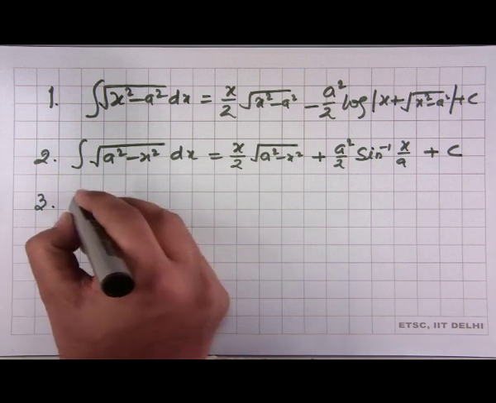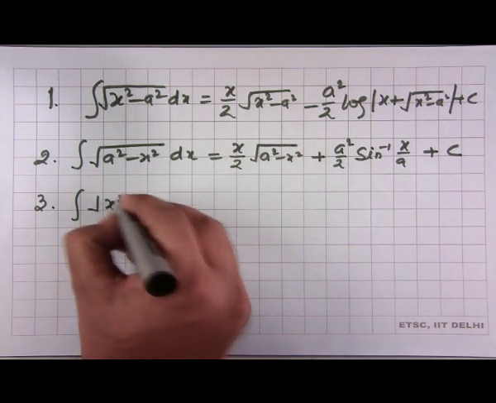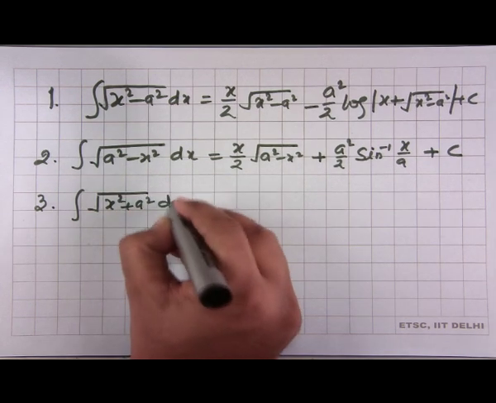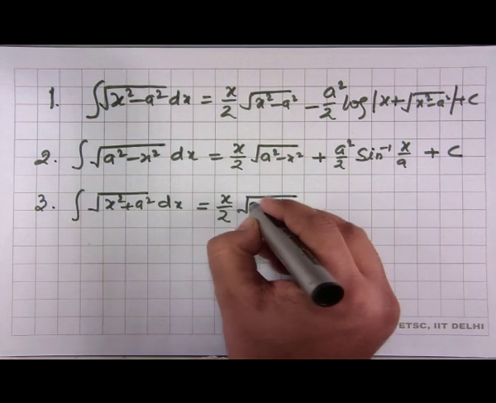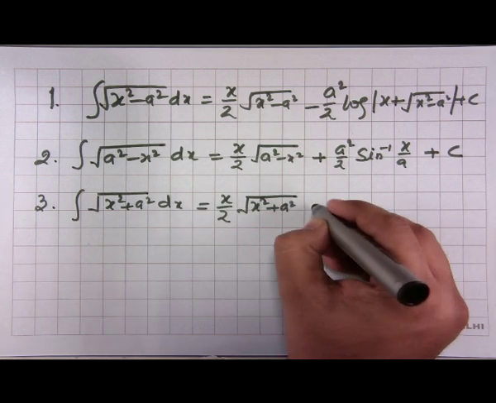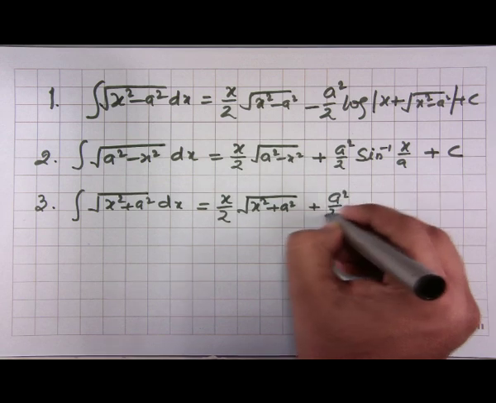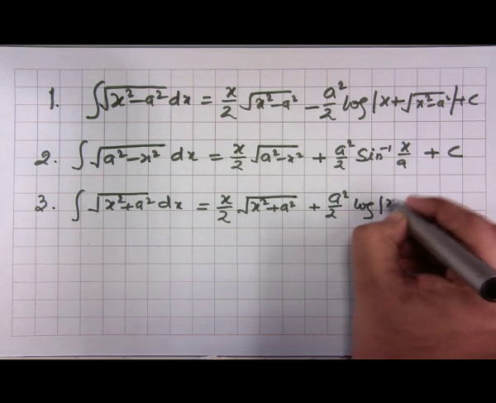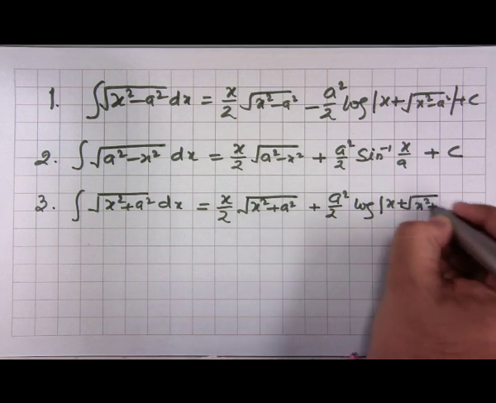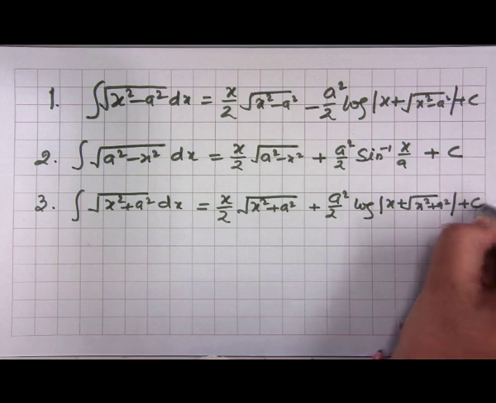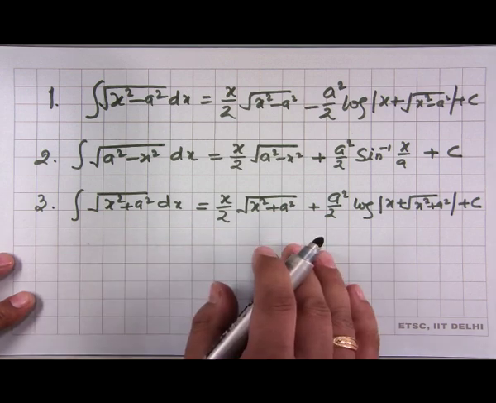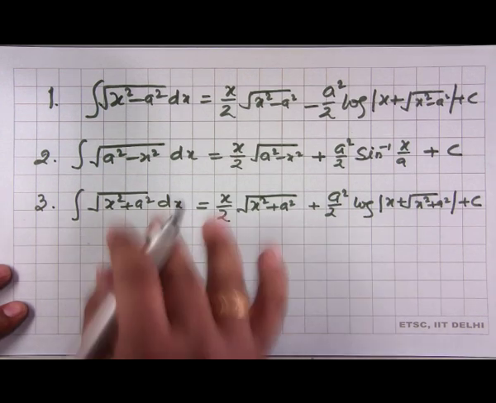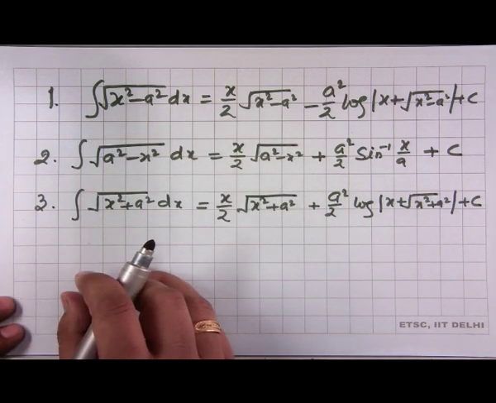Third is integration of square root of x square plus a square dx equals x by 2 square root of x square plus a square plus a square by 2 log of x plus square root of x square plus a square plus constant. So, these three important formulas will help you in evaluating certain integrals, depending on what kind of form they are.